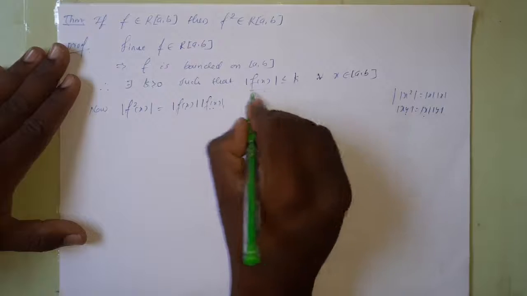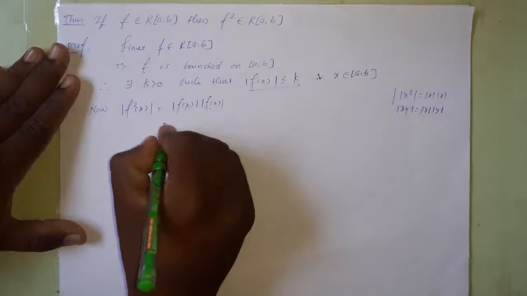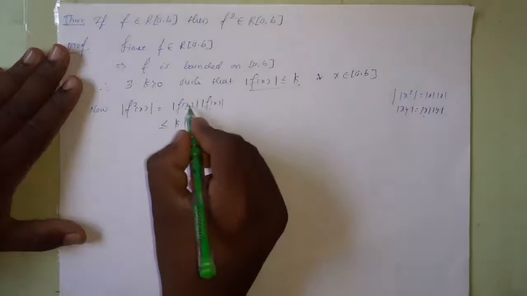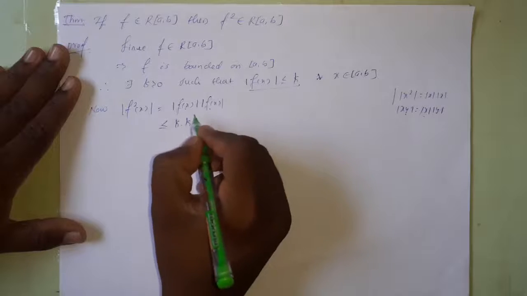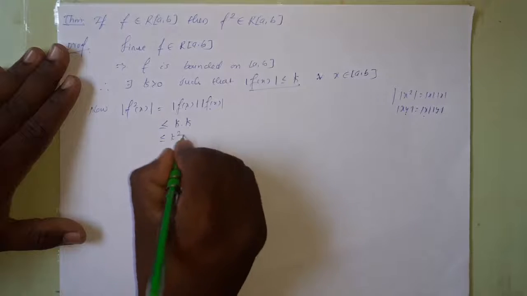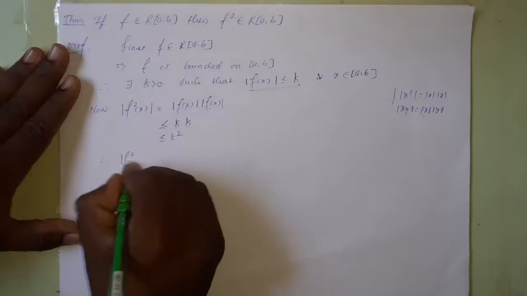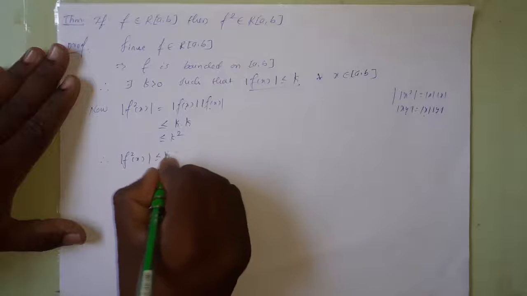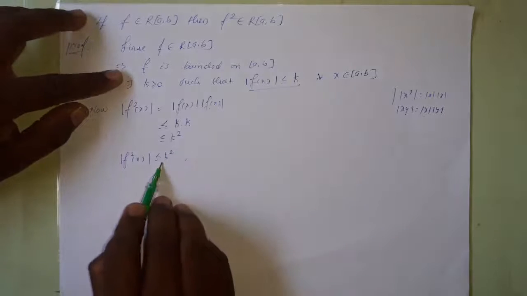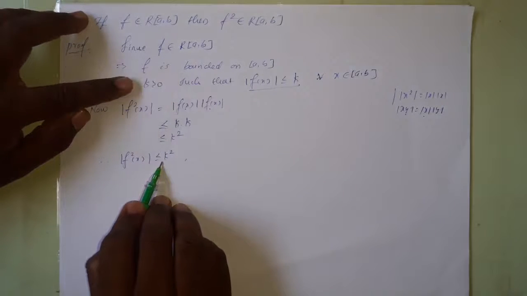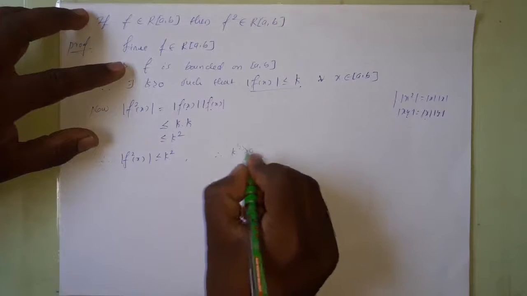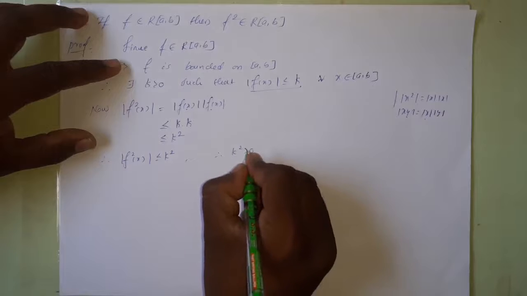And here we know that mod f of x is less than or equal to k. So this is less than or equal to k into k. Since mod f of x is less than or equal to k both times, and it is a product of these two, this is less than or equal to k square. So mod f square of x is less than or equal to k square. Since k is greater than 0 and real, k square is also greater than 0 and real.